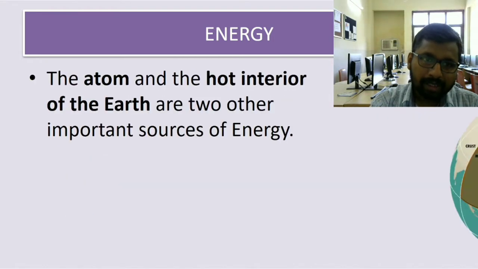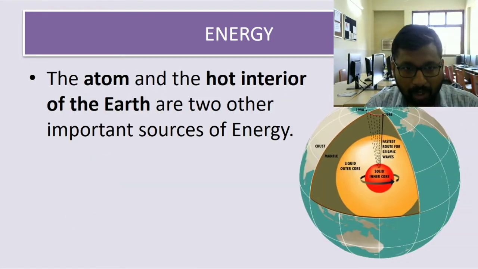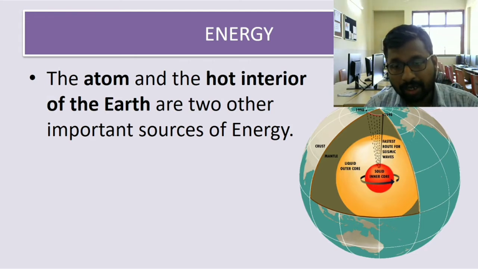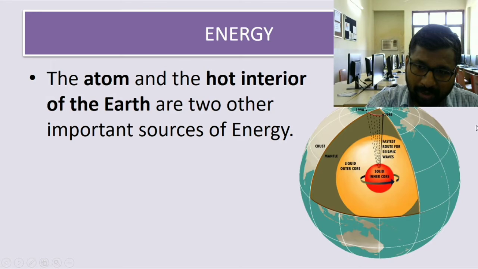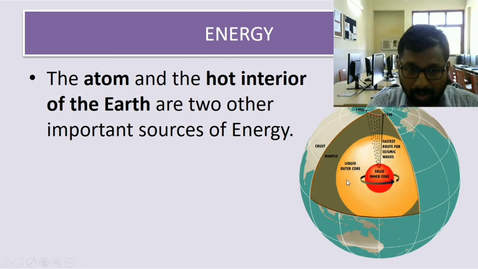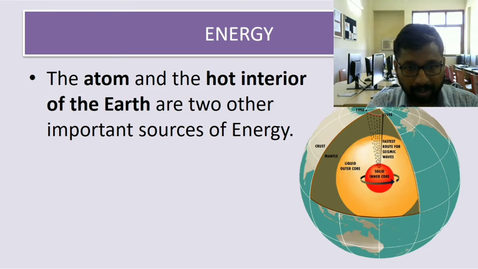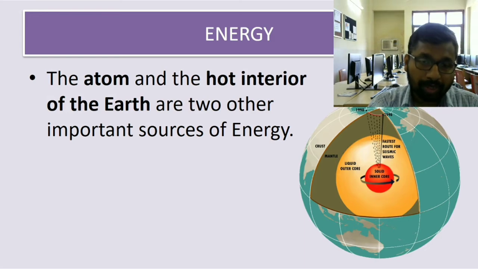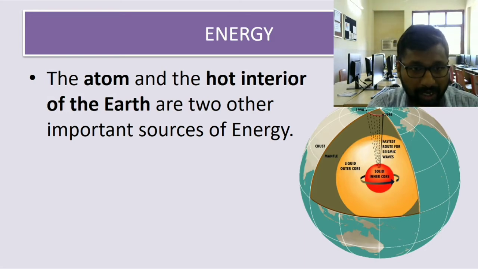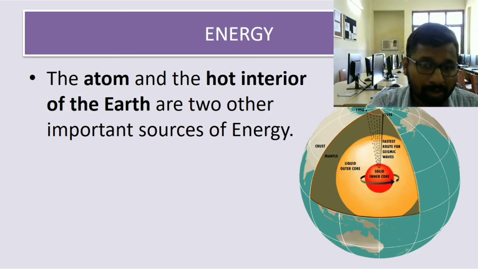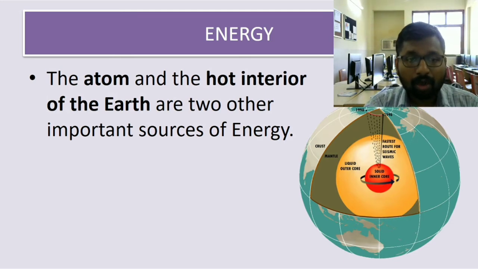Then the next point is the atom and the hot interior of Earth. These are also important sources of energy. You should always remember that the interior of the Earth is very hot. There is hot molten magma inside Earth and it is rotating also. So that creates energy, and you can harness that energy. Even if there is a collision between atoms or a separation among the atoms, energy is produced, to a very great extent. In fact, the solar energy that we get is also because of nuclear reactions that are happening on the sun.